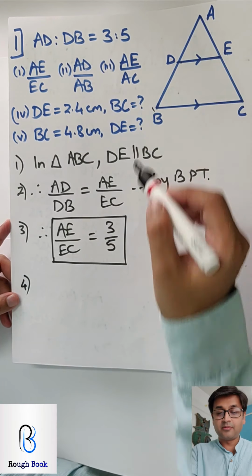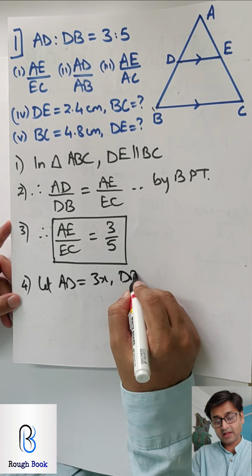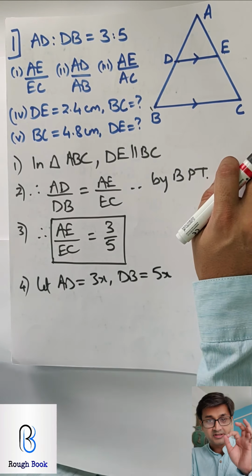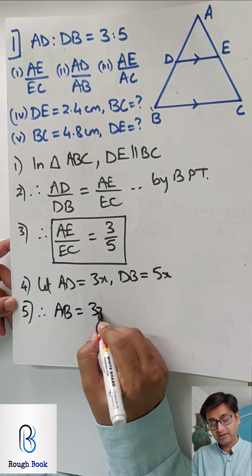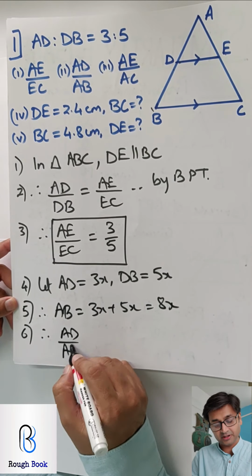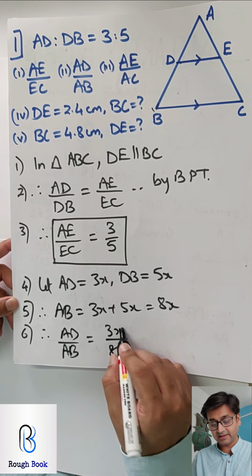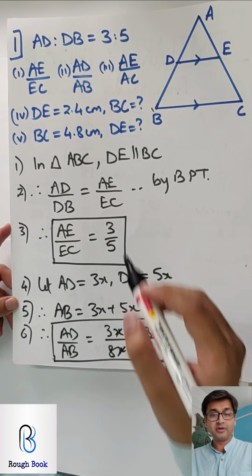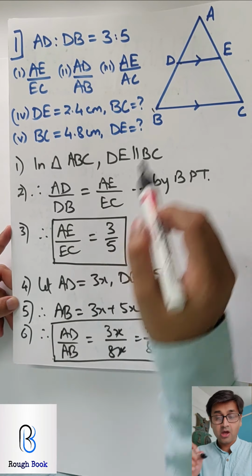Now for the second part, AD upon AB, we are going to use the X method. So we'll say let AD be 3x and DB be 5x. This X method is going to stay throughout this chapter, so please get it very clear in your head how to go about it, okay? Therefore AB is 3x plus 5x, 8x, and finally AD upon AB, that's what they want. So AD is 3x and AB is 8x, cancels, so 3 by 8 is your next part, that is AD upon AB.